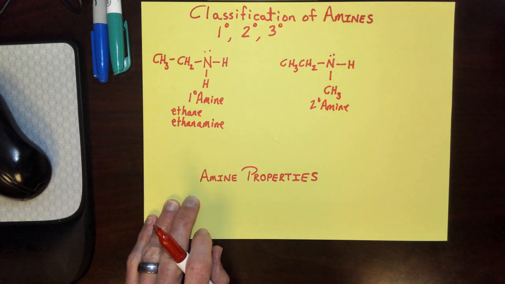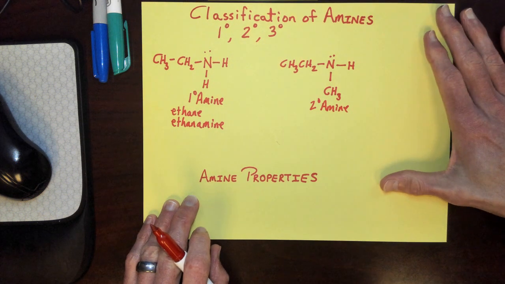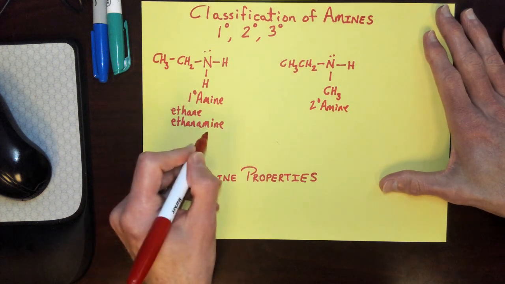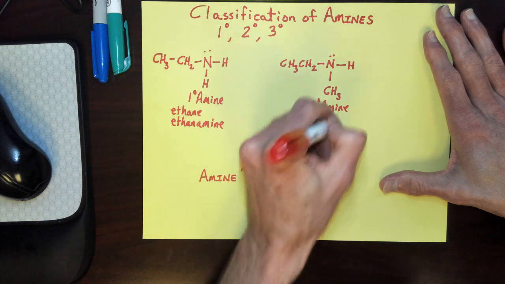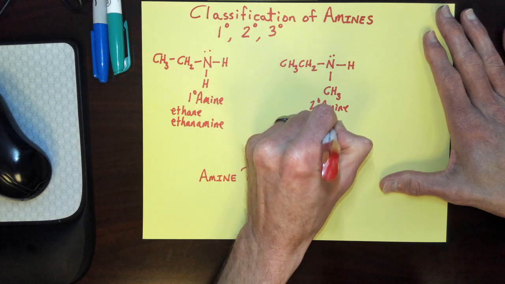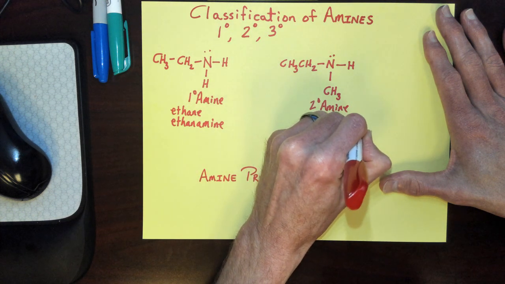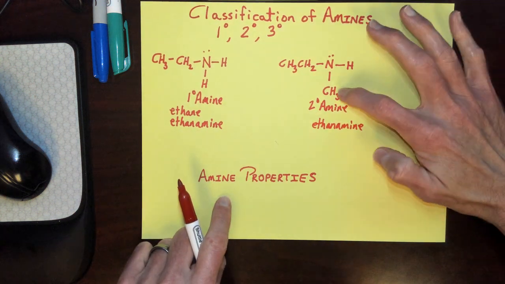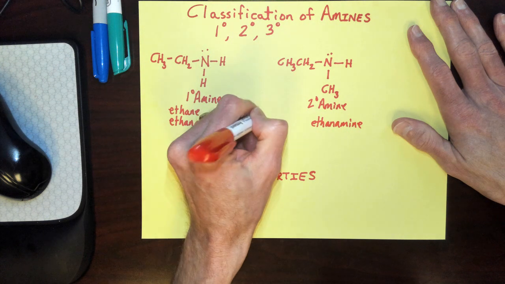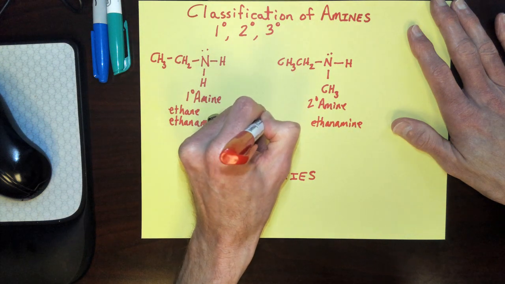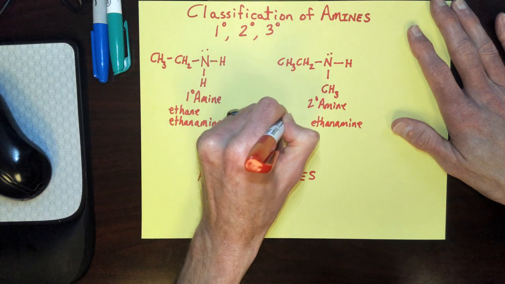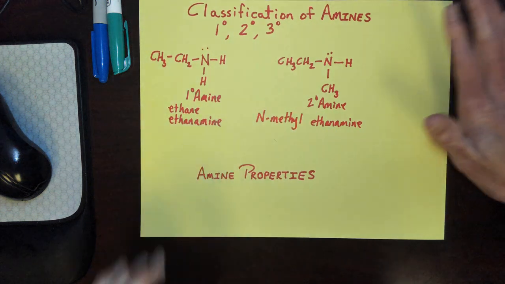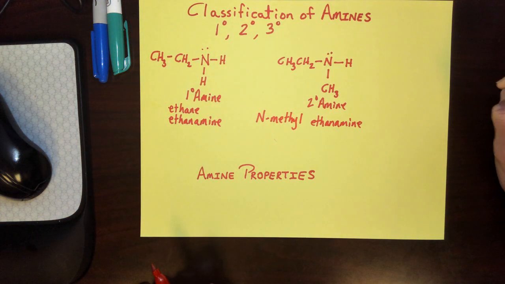If we wanted to name that, okay, it's still ethanamine, our longest carbon chain. Ethanamine. And we have a methyl attached directly to the nitrogen, so we do N-methyl ethanamine. Okay. N-methyl ethanamine.